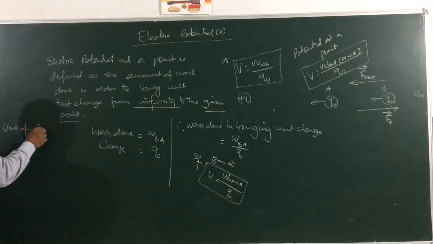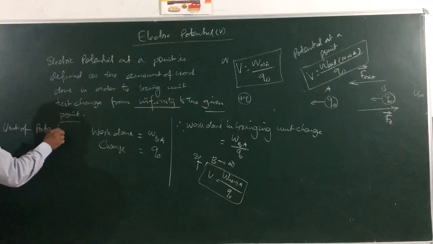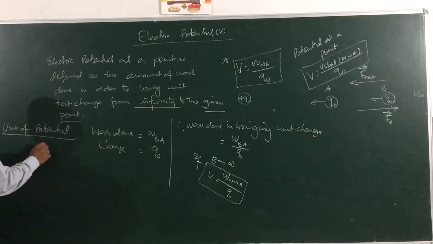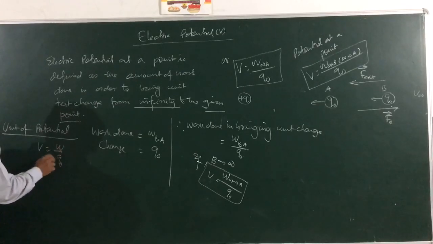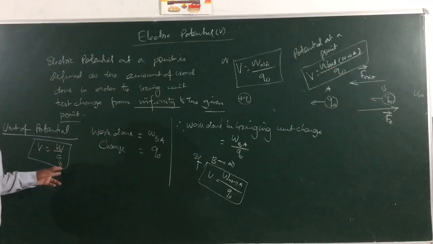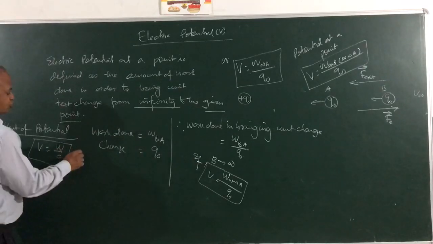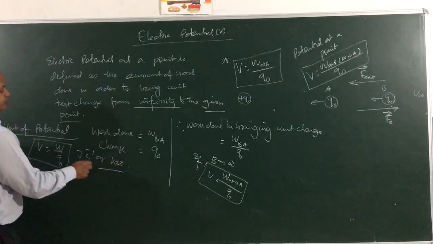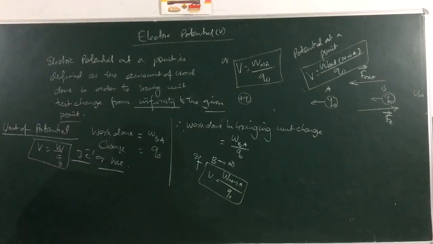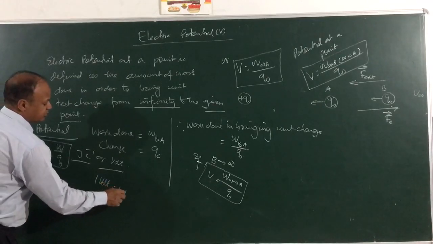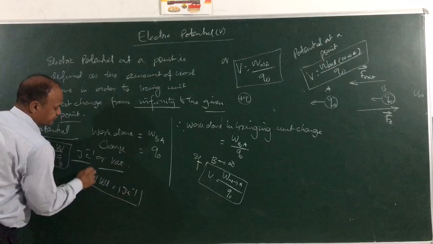Unit of potential. Potential V is equal to W by Q naught, where W is the work done and Q naught is the charge transferred. So its unit is joule per coulomb, or volt, where 1 volt is equal to 1 joule per coulomb.